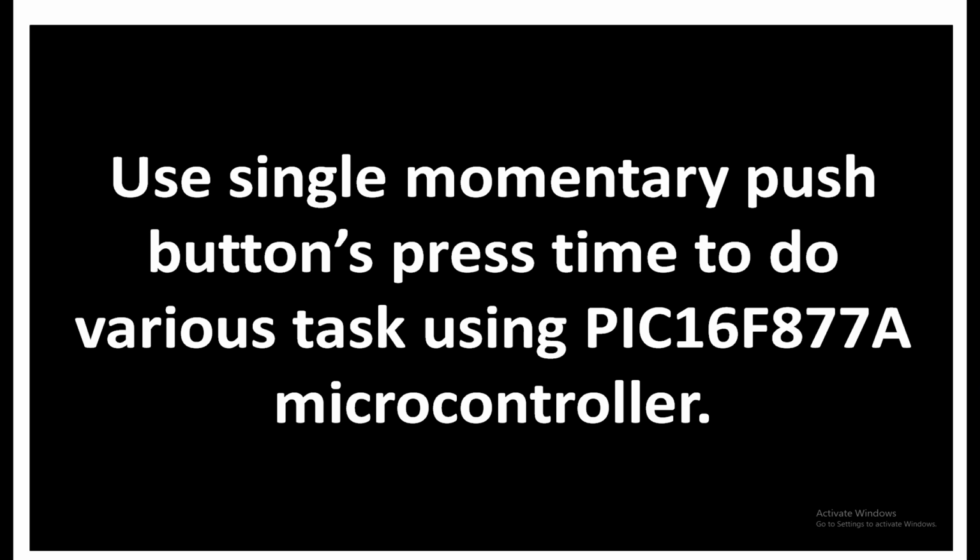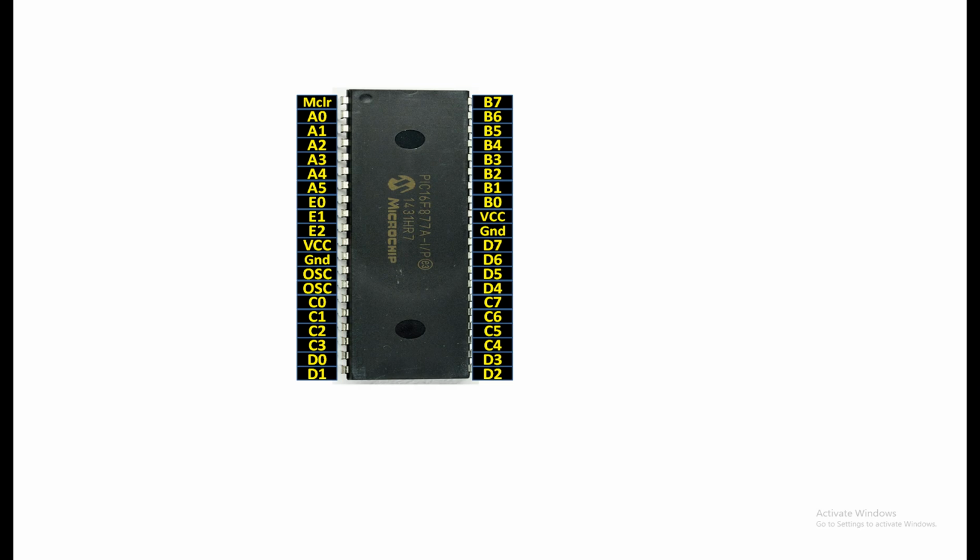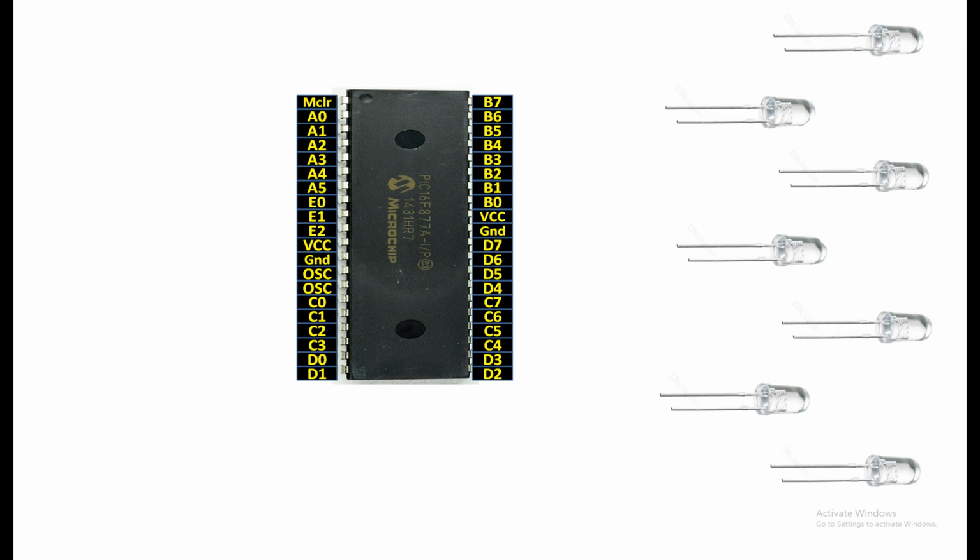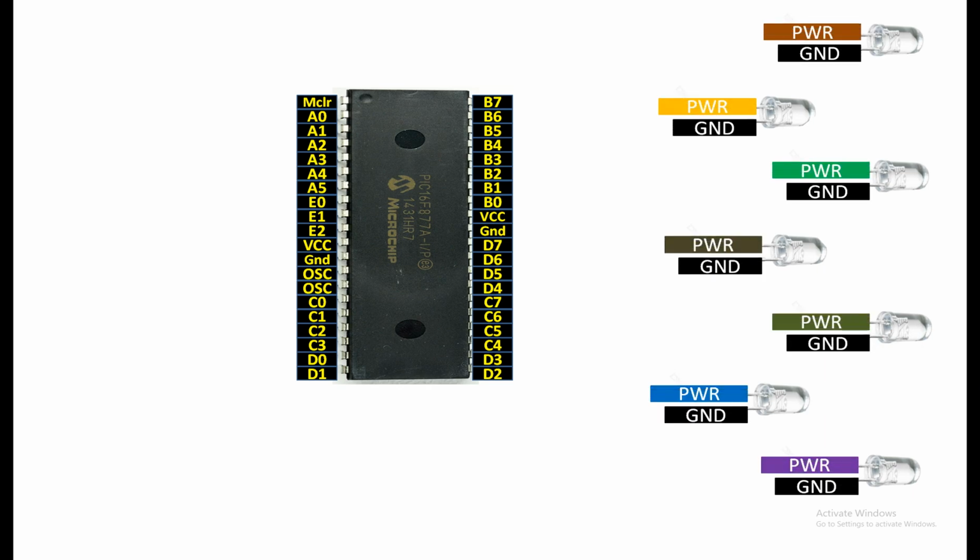So let's get started. Guys, this is our PIC16F877A microcontroller having 40 pins. It's a DIP version. These are the 7 LEDs I'm going to use here. I will be using port B for the LEDs. Each LED has 2 pins, one longer, one shorter. Longer is always the power and shorter is the ground.